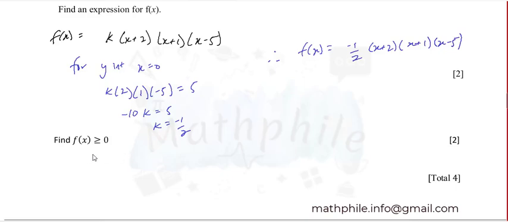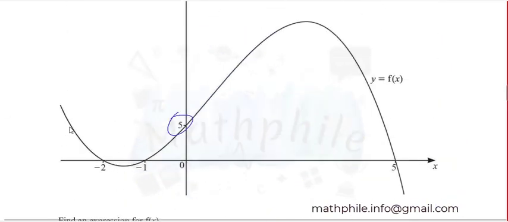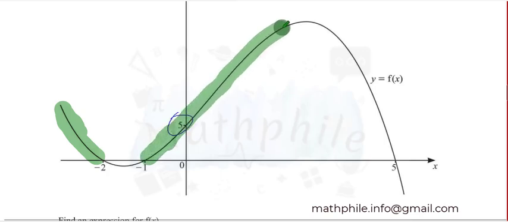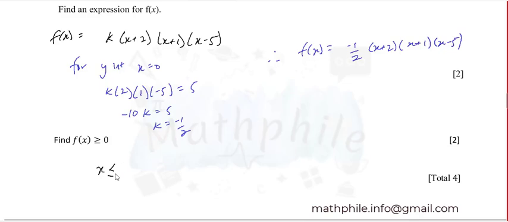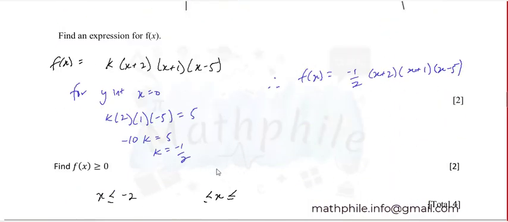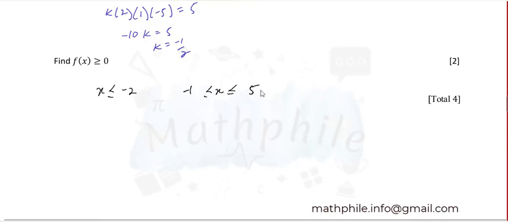Now the next question says find the range of values for which f of x is greater than 0. Greater than 0 is talking about the portion of the graph which is above the x-axis. So looking at this side, you can see that it's above the x-axis, and from this side all the way to this side is also above the x-axis. So the range of values will be x is less than or equal to negative 2, and at the same time x is in between negative 1 and positive 5, and that answers this question.